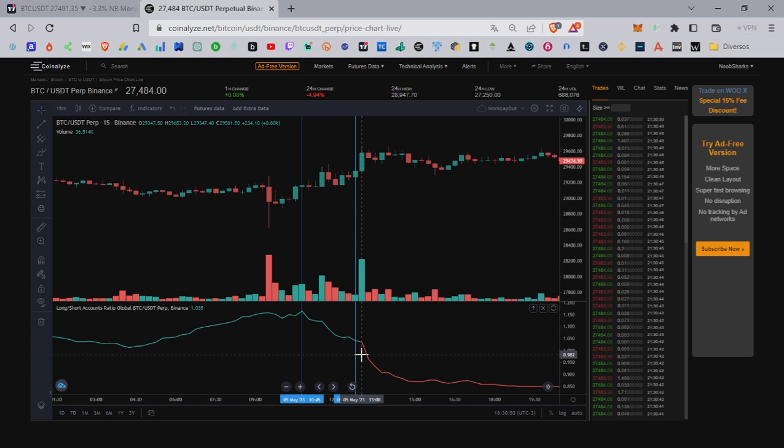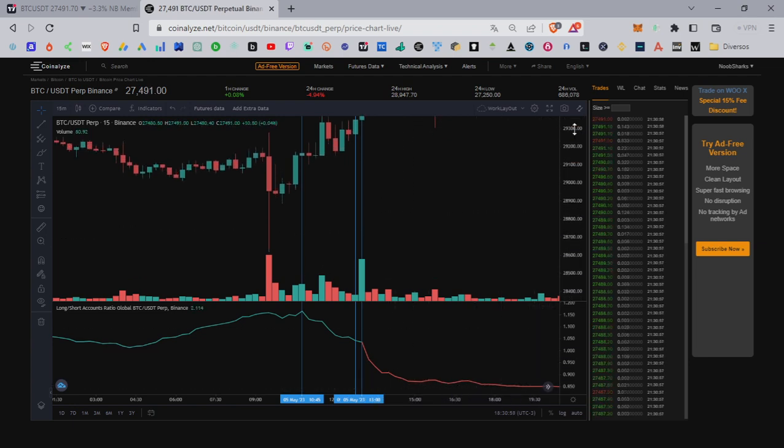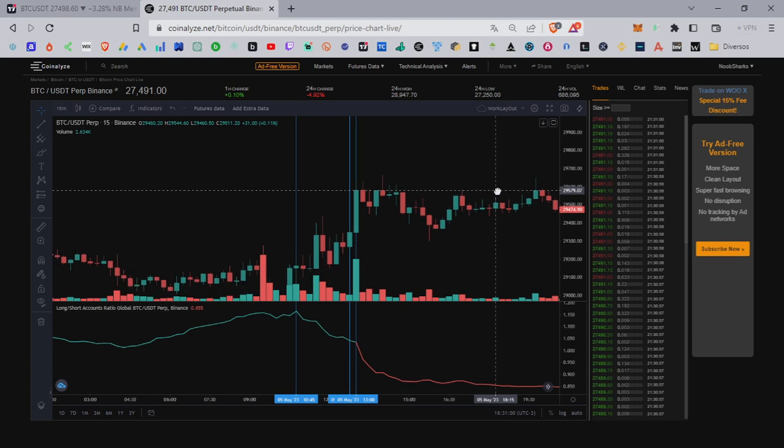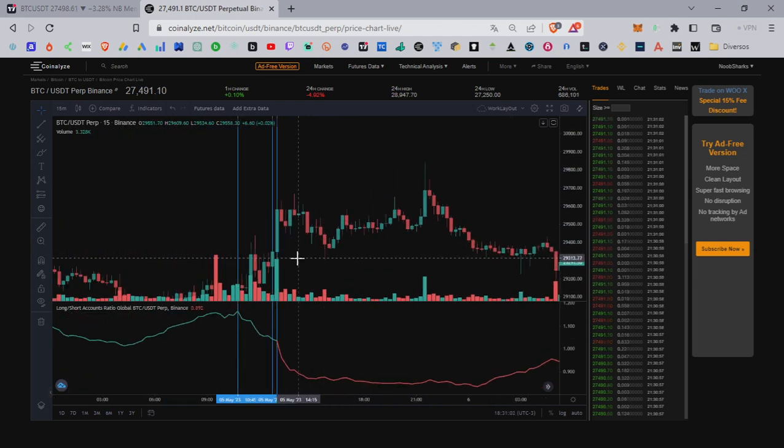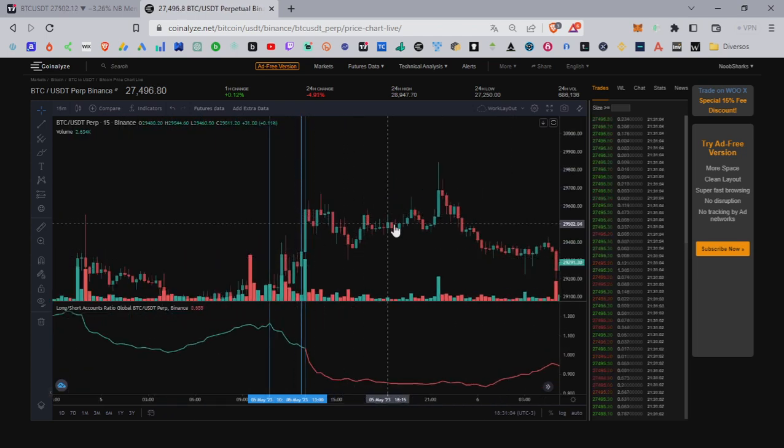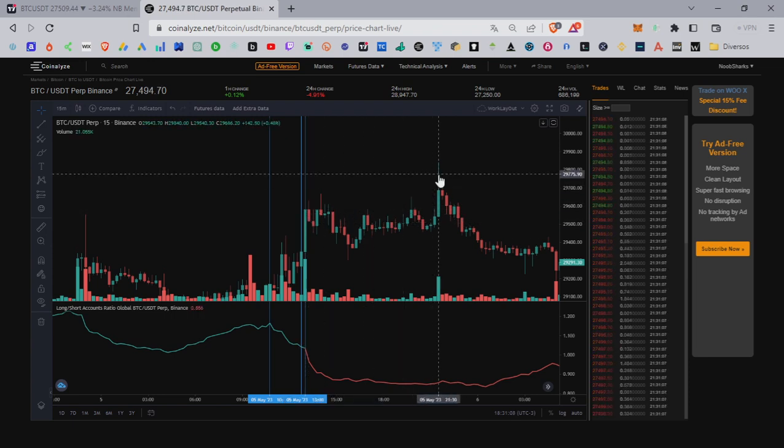There was a big pump, okay? And the long short ratio went under one, lower than one, and see what the price made here. The price made a very big pump. There was another pump here, just to liquidate all of these guys, right?